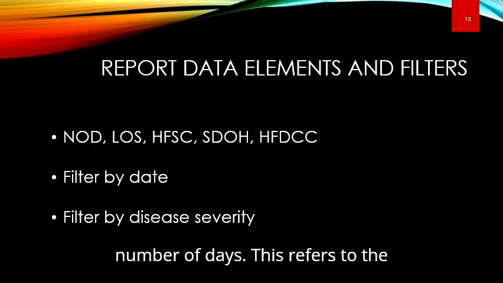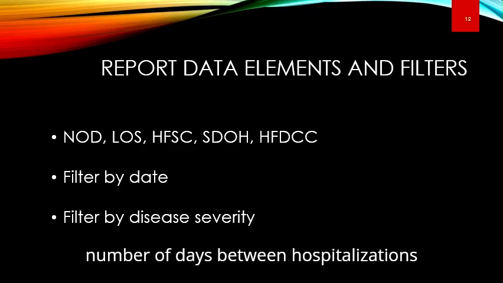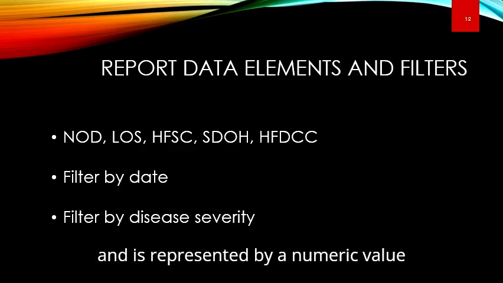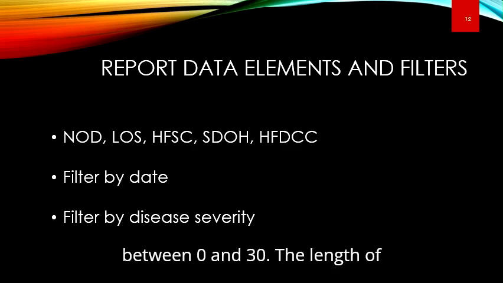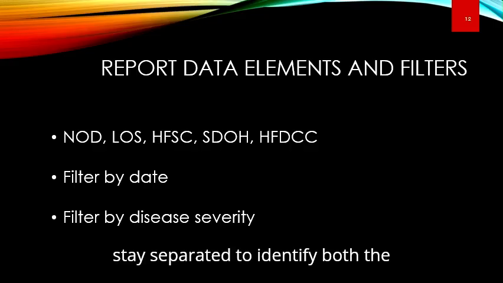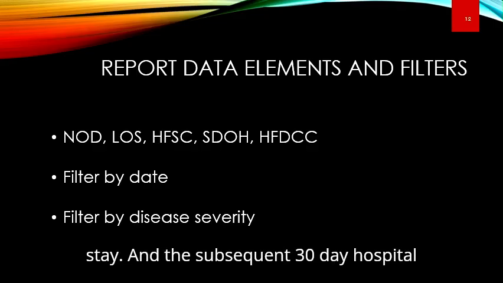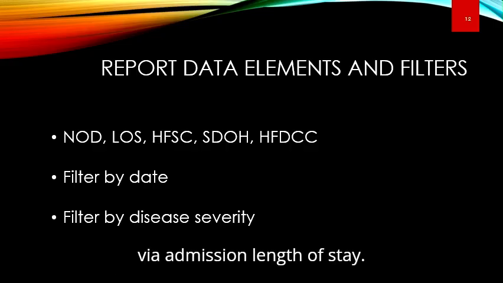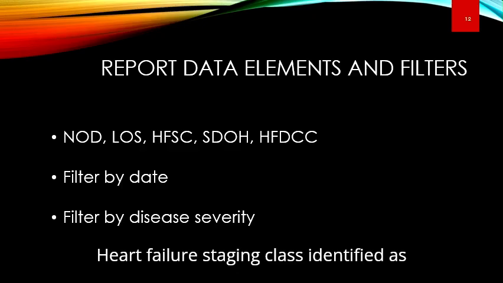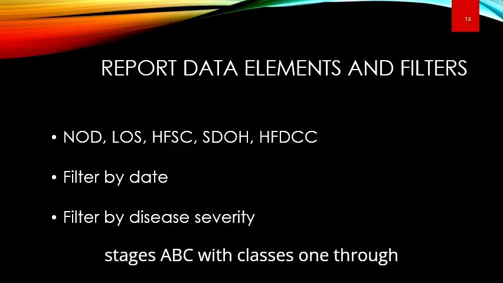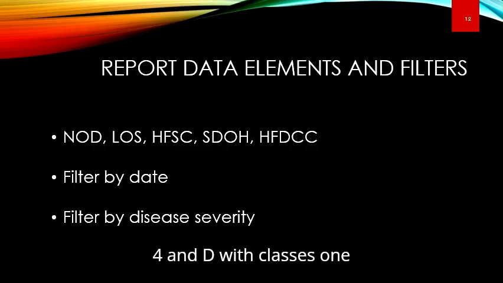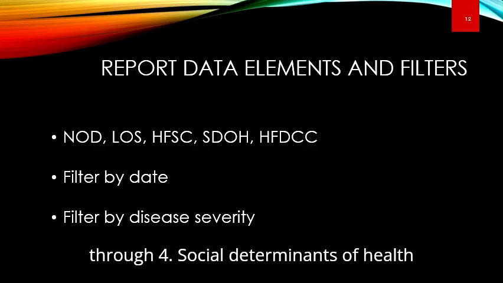The number of days. This refers to the number of days between hospitalizations and is represented by a numeric value between 0 and 30. The length of stay, separated to identify both the initial hospitalization length of stay and the subsequent 30-day hospital readmission length of stay. Heart failure stage and class, identified as stages A, B, C with classes 1 through 4, and D with classes 1 through 4.